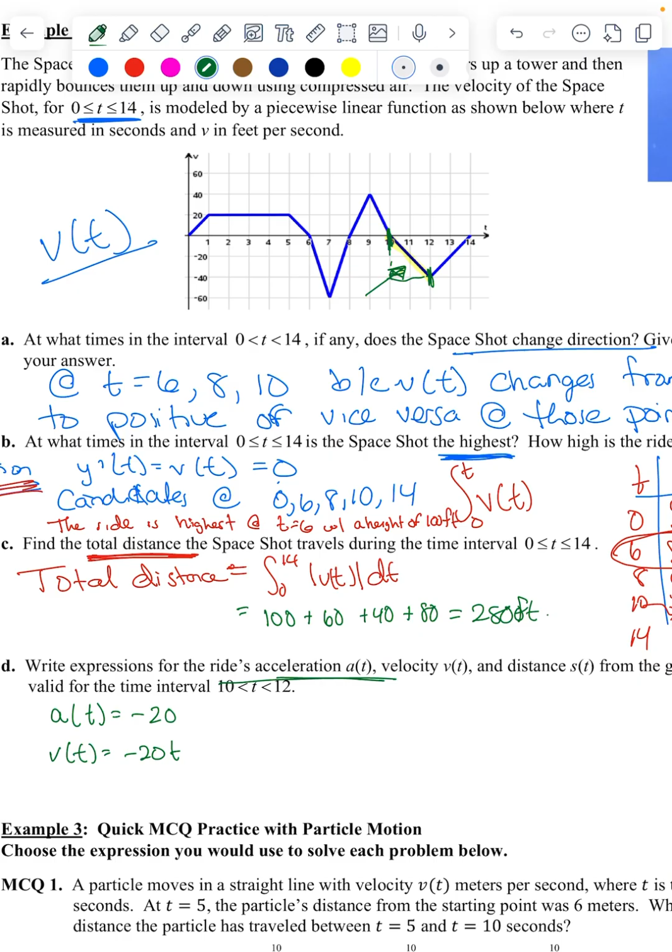And just to remember, we usually use point slope form, so let's do that. When you use point slope form, you've got y equals the slope, which we just solved for, times t minus, let's pick one of these 2 points. I'm going to pick that point right there. So that's t minus 10, and then plus 0. When you clean this up, you've got negative 20t plus 200 as our velocity function.